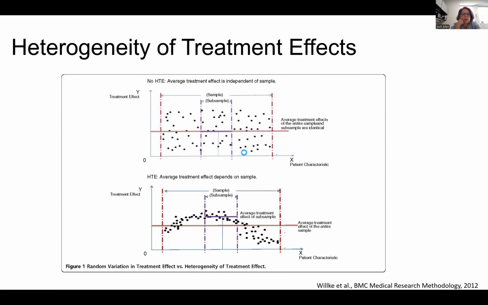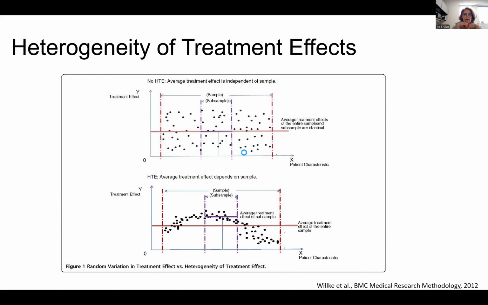So first, let's talk about what is HTE. And I'm showing you two graphs here. The top one is showing a situation where you have a homogeneous treatment effect across individuals. So on the bottom, you see some patient characteristic X, and on the Y, you're looking at the treatment effect. And you can see in the middle, the average treatment effect, and then looking at all the dots, which represent individual study participants, there's a pretty similar spread around the average treatment effect, regardless of what level of X, that patient characteristic, you're looking at.